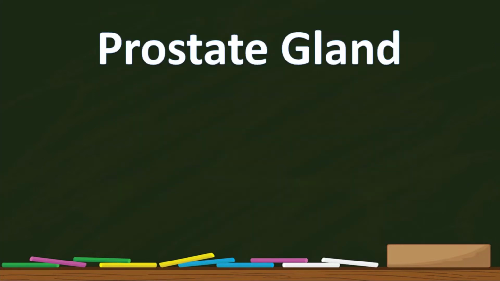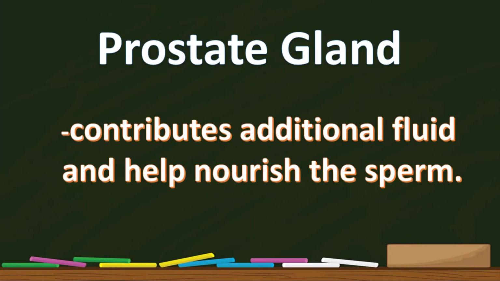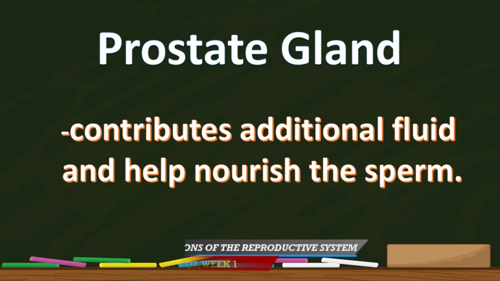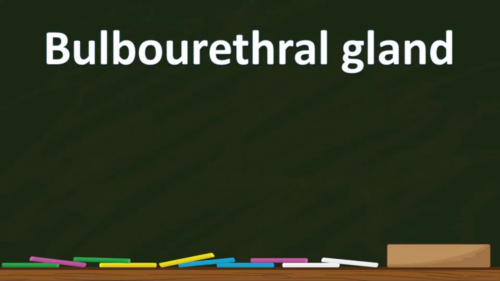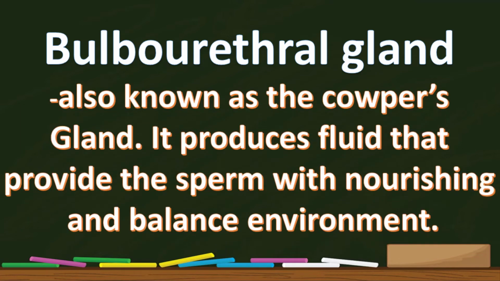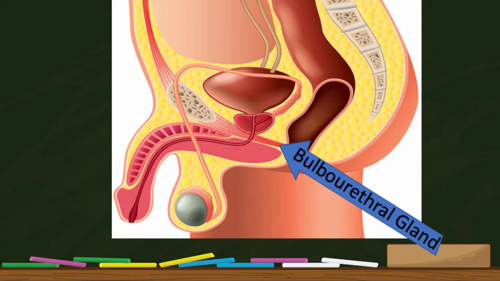Next part is the prostate gland. Prostate gland contributes additional fluid and helps nourish the sperm. That is the prostate gland. Bulbourethral gland. It is also known as the Cowper's gland. It produces fluid that provides the sperm with a nourishing and balanced environment. That is the bulbourethral gland.